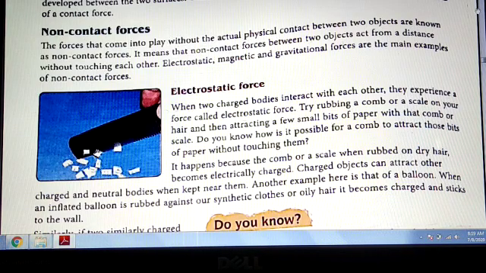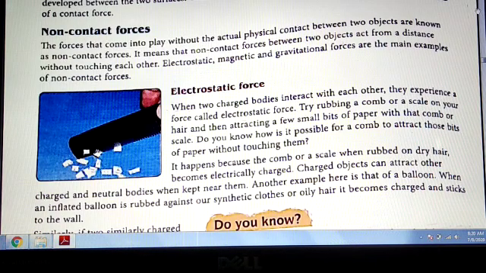Now the first one is electrostatic force. When two charged bodies interact with each other, they experience a force called electrostatic force. For example, when we rub a comb or a scale on dry hair, you will experience that they attract bits of paper and the hair rises towards the comb. That is possible due to the electrostatic force. Charged objects attract other charged and neutral bodies when kept near them.